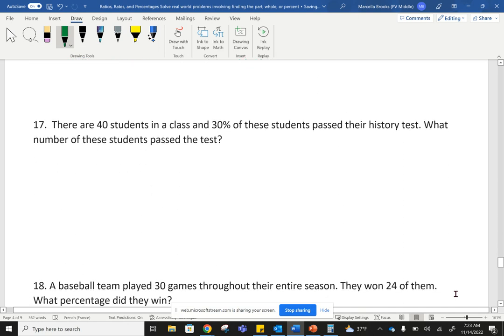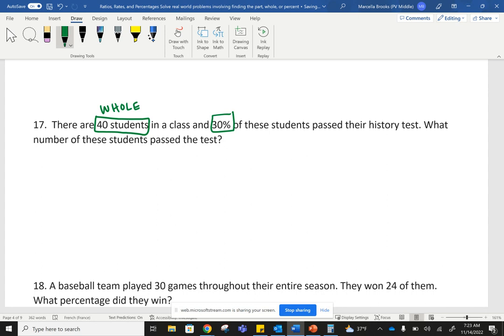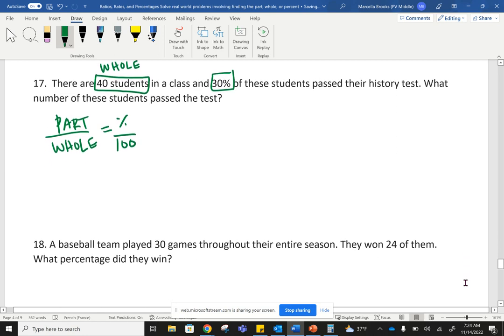Number 17. There are 40 students in a class, and 30% of these students pass their history test. What number of these students pass the test? So remember, 40, that's our total, or our whole. I'll call it the whole. So we have 40 and 30%. So I want you guys to place those in our part over whole equals percent over 100. And then solve. What number of these students passed the test?